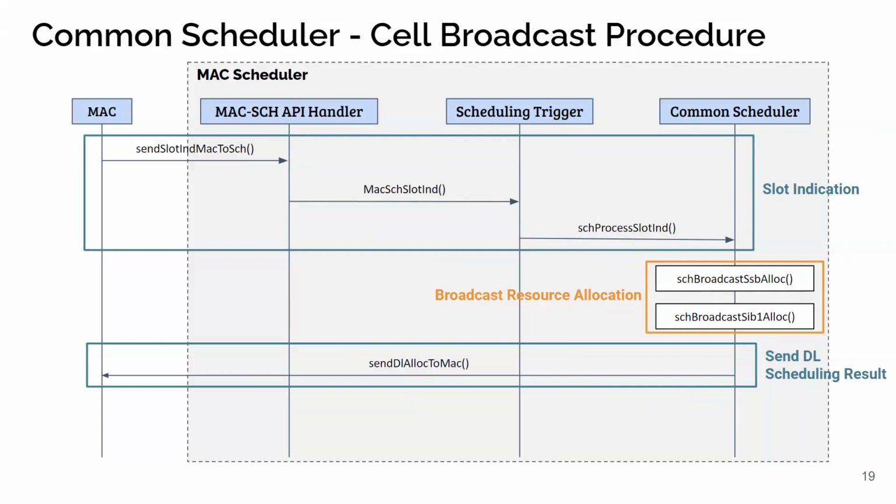And this scheduling trigger will trigger the common scheduler to do the scheduling. This procedure is called the start indication. Then the common scheduler will start to do the cell broadcast resource allocation, including the SSB allocation and also the SIB1 allocation. And then the common scheduler will send the downlink scheduling results to the MAC. And this is for the cell broadcast procedure.